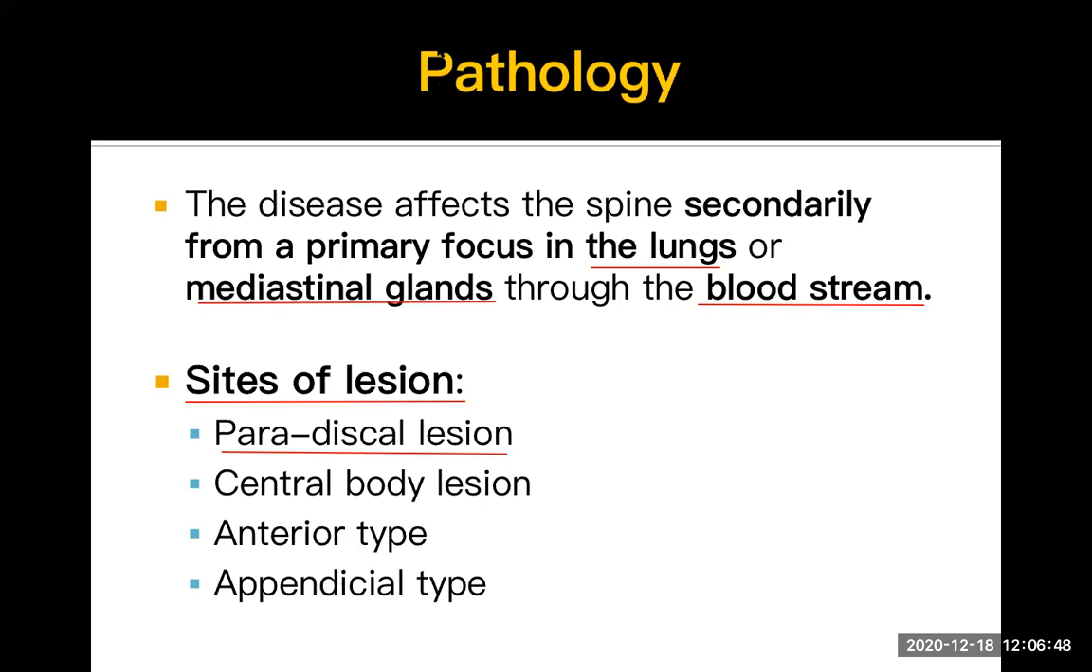Okay, paradiscal lesion. Now later on, this paradiscal lesion may spread to the central part of the vertebral body. Then it may go towards the anterior part, and it may be towards the posterior part, which is called appendiceal type. So paradiscal lesion is the commonest and the earliest, followed by central body, anterior, and the appendiceal.